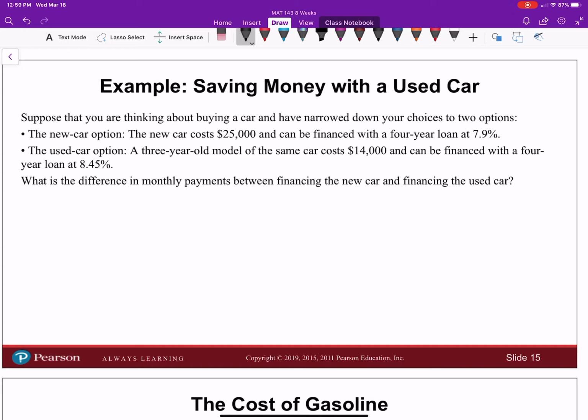All right, let's look at this other example. It says, suppose that you are thinking about buying a car and have narrowed it down to your choice of two options. A new car option, which is a new car that costs $25,000 and can be financed for 4 years at 7.9%. A used car option that's a 3-year-old model of the same car costing $14,000 and can be financed for 4 years at 8.45%. What is the difference in monthly payments between financing the new car and financing the used car?